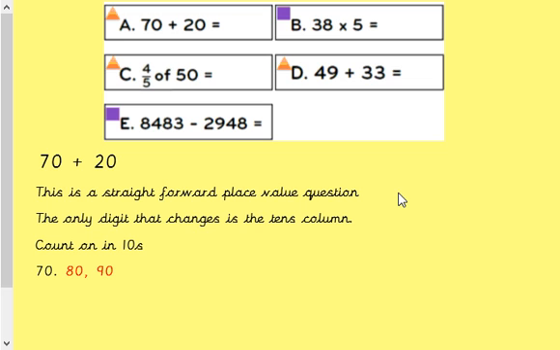Okay, first question. I've picked 70 plus 20 up here, a nice mental strategy question this morning. This is a straightforward place value question. The only digit that's going to change is the tens column. So all you need to do is count on your tens. So 70 plus 10 and 20 leaves you with 90. So 70 plus 20 is 90. You should all have that.